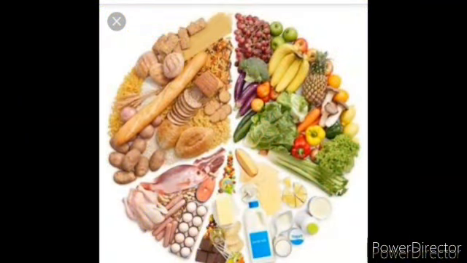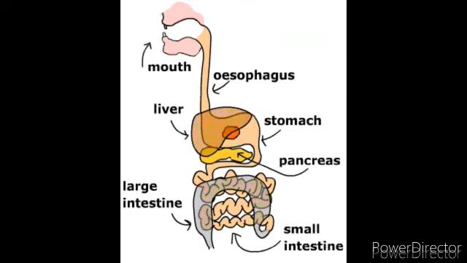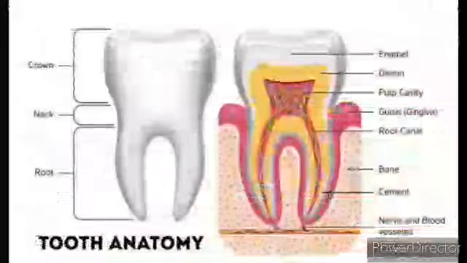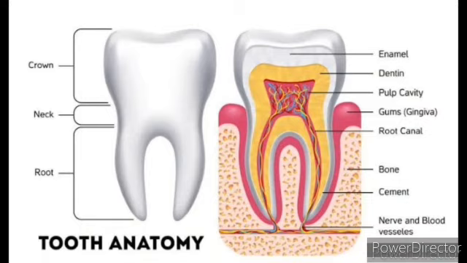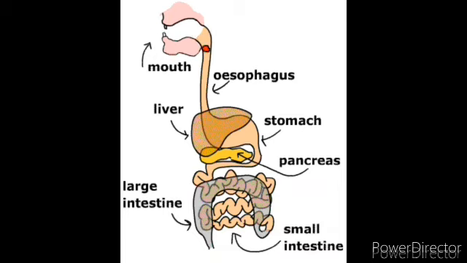The food we consume falls into 7 different categories: carbohydrates, fats, proteins, minerals, vitamins, water, and roughage. The process of nutrition is conducted in 5 steps: ingestion, digestion, absorption, assimilation, and finally egestion. The tooth is made up of enamel, dentine, pulp. The process of converting complex food substances into simpler and smaller units is defined as digestion.